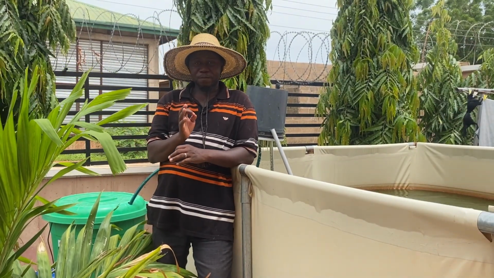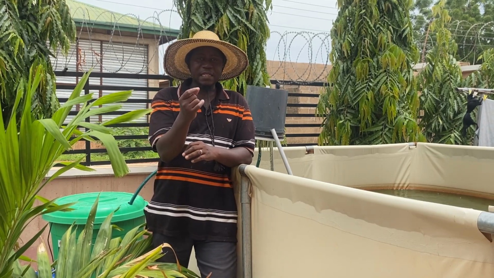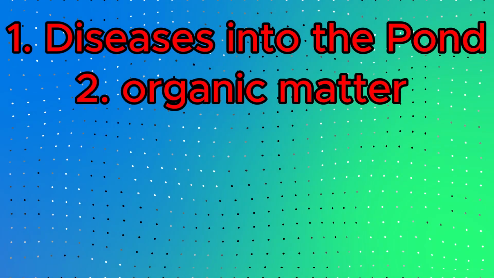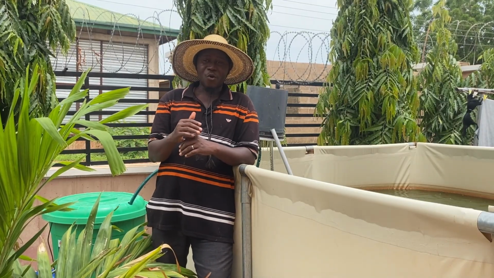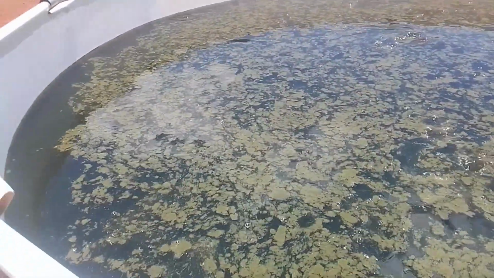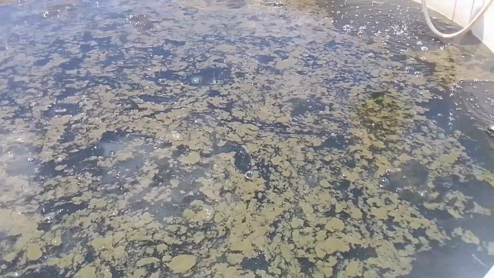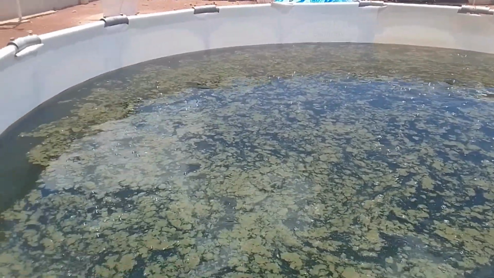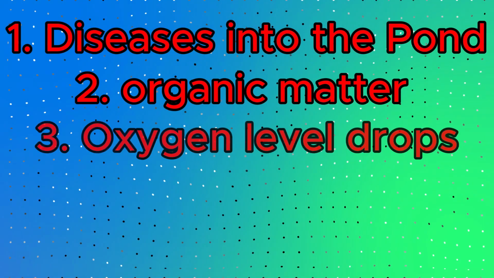When your fish is dead and you leave it in the pond, that brings us to another important point: when it decays and decomposes in the pond, it increases the organic matter. And when such organic matter is high in the pond, it makes other organic substances decompose, or aquatic plants like algae grow. And when that happens, it is going to deplete the oxygen level. And that brings us to our third point, the reduction of oxygen level in your pond.